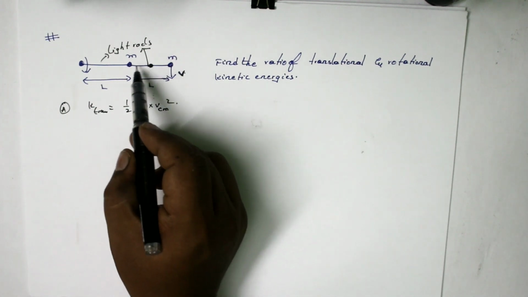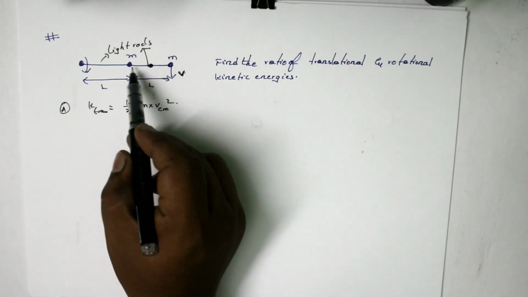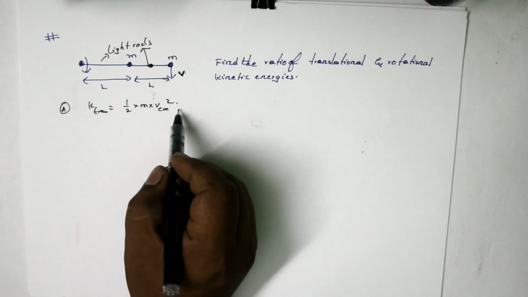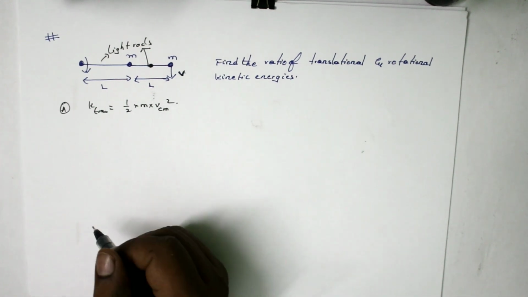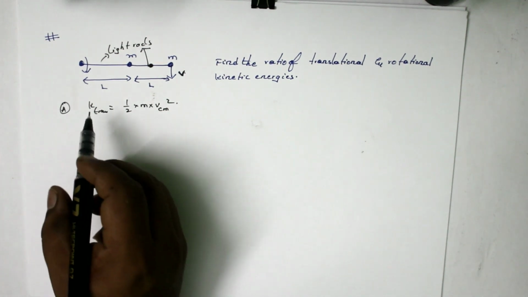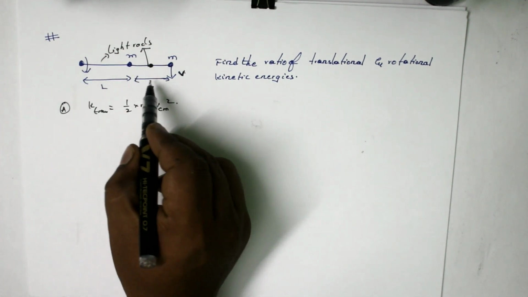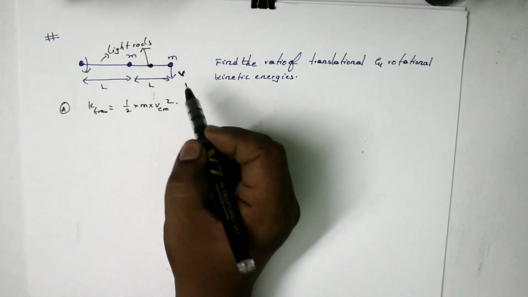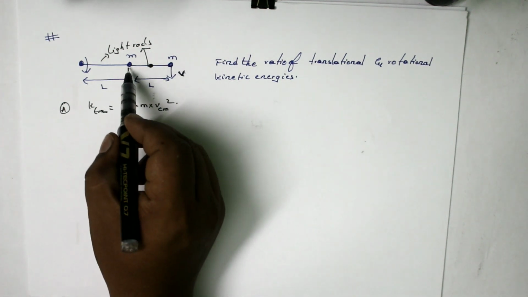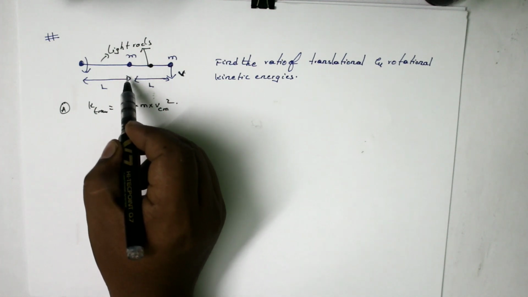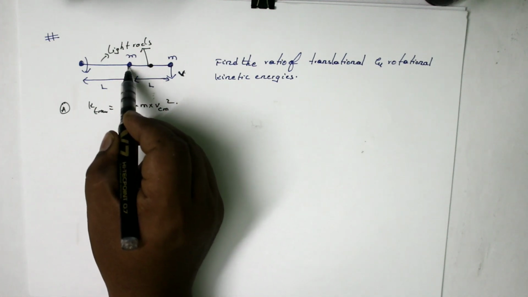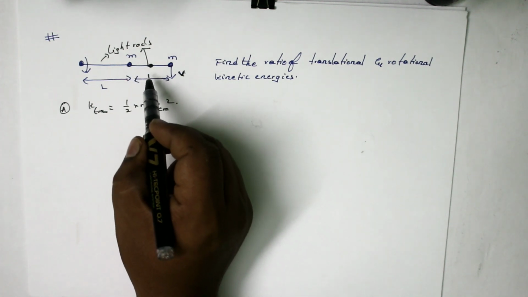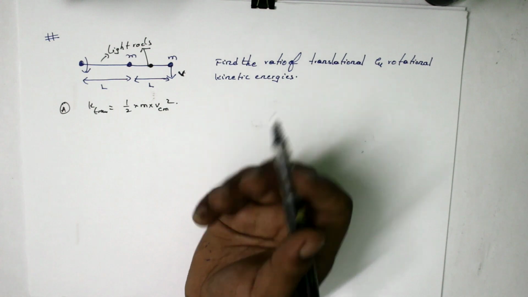So at a distance of L by 2 and L by 2 from both these masses, therefore half into m into velocity of center of mass squared. Now what about the velocity of center of mass? For example, this is a rod of total length 2L. So the endmost point has a velocity of v. Then the middle point will have a velocity of v by 2, and this point, which is again in the middle of v by 2 and v, will have a velocity of 3v divided by 4.